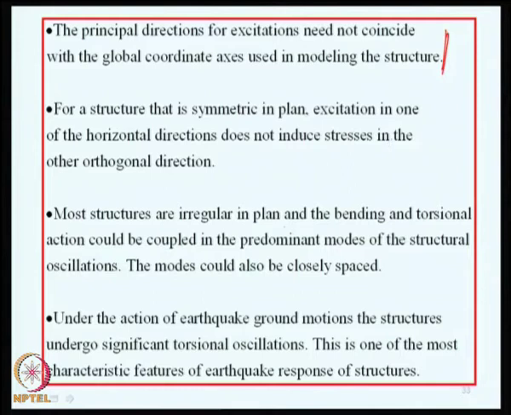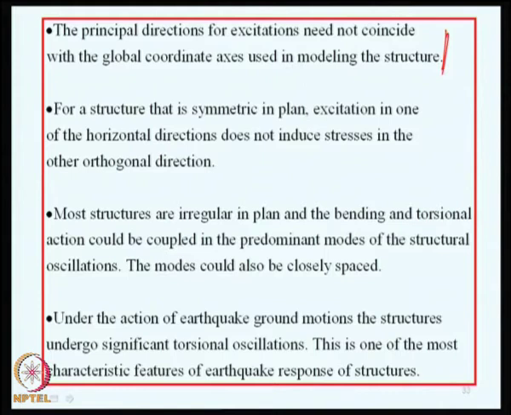But however, most structures are irregular in plan, and the bending and torsional action could be coupled in the predominant modes of the structural oscillations. The modes also could be closely coupled. Therefore, under the action of earthquake ground motion, the structures undergo significant torsional oscillations. This is one of the most characteristic features of earthquake response of structures.